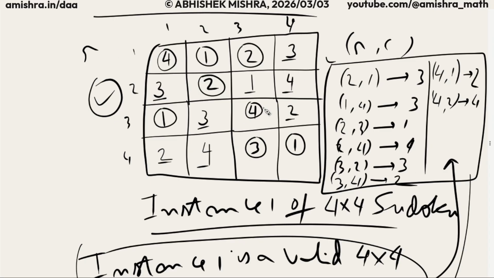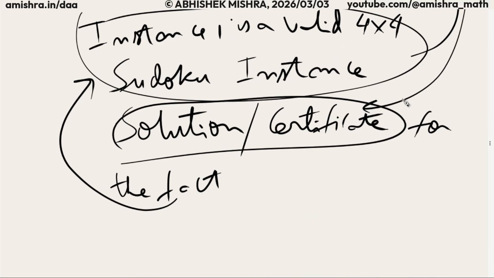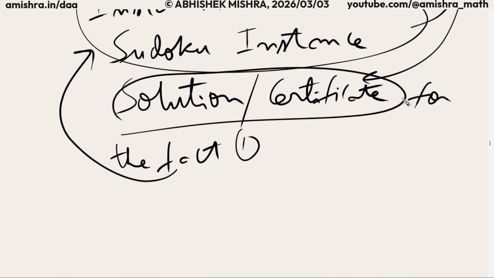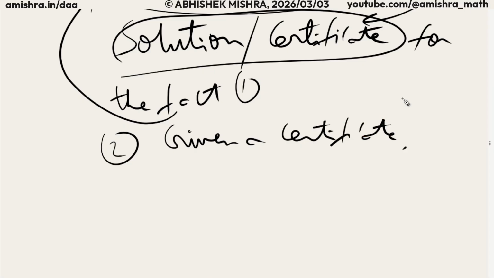So two things we notice. First is that for a valid instance we should have a certificate or solution. This is the first observation. Now for the second observation, we observe that for this particular Sudoku problem, given a certificate, we can verify it efficiently.